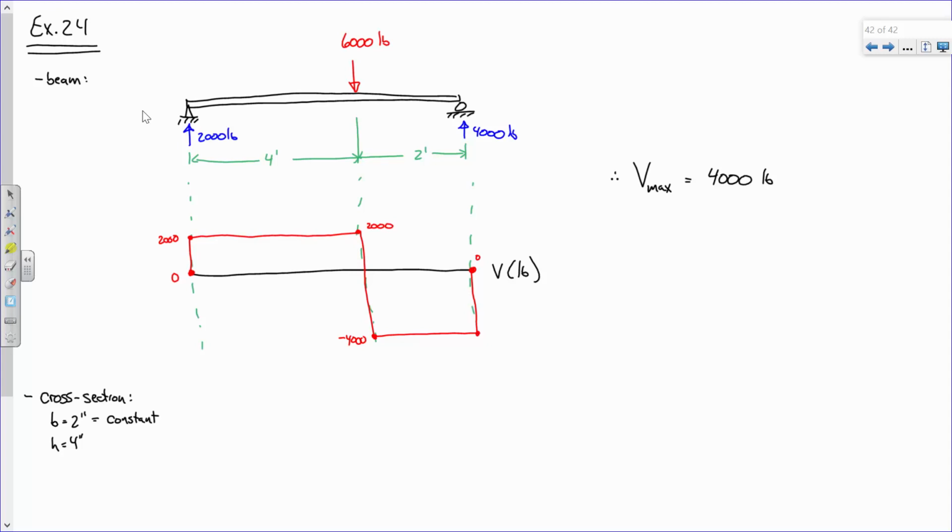Now, we're going to need the moment of inertia. That's bh cubed over 12. So 2 inches times 4 inches cubed over 12. What is that?